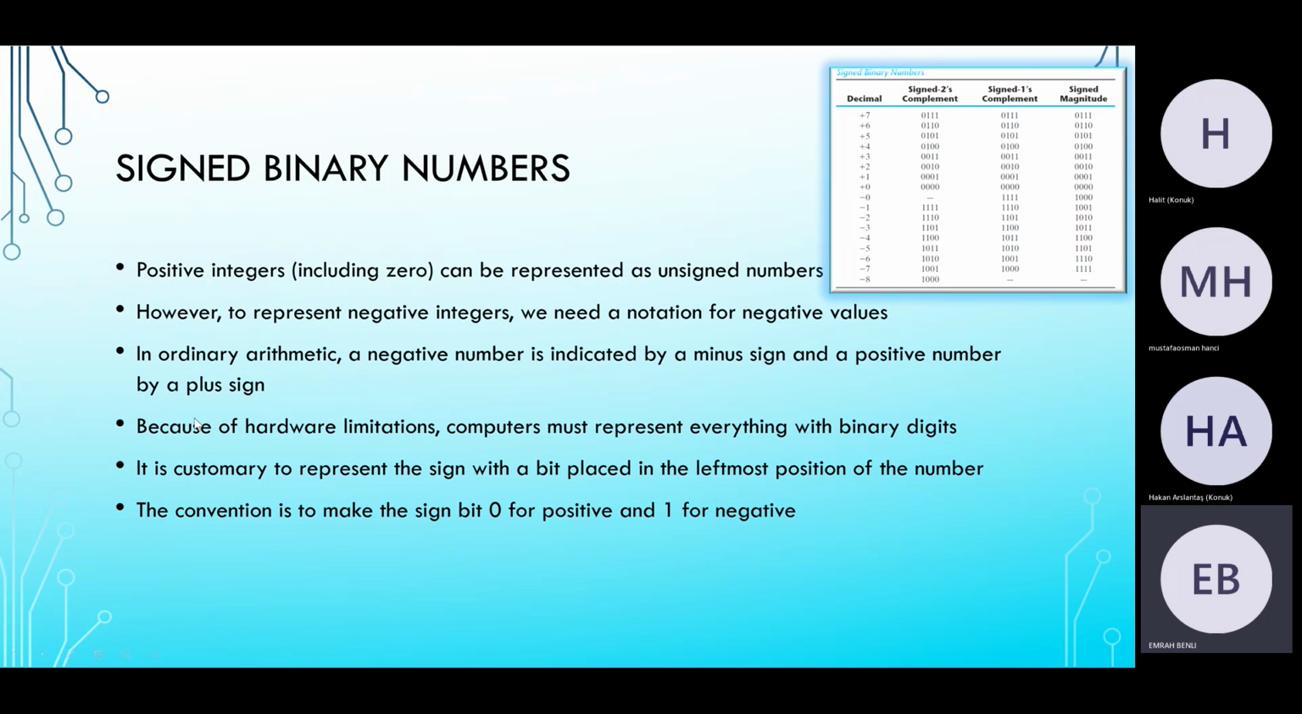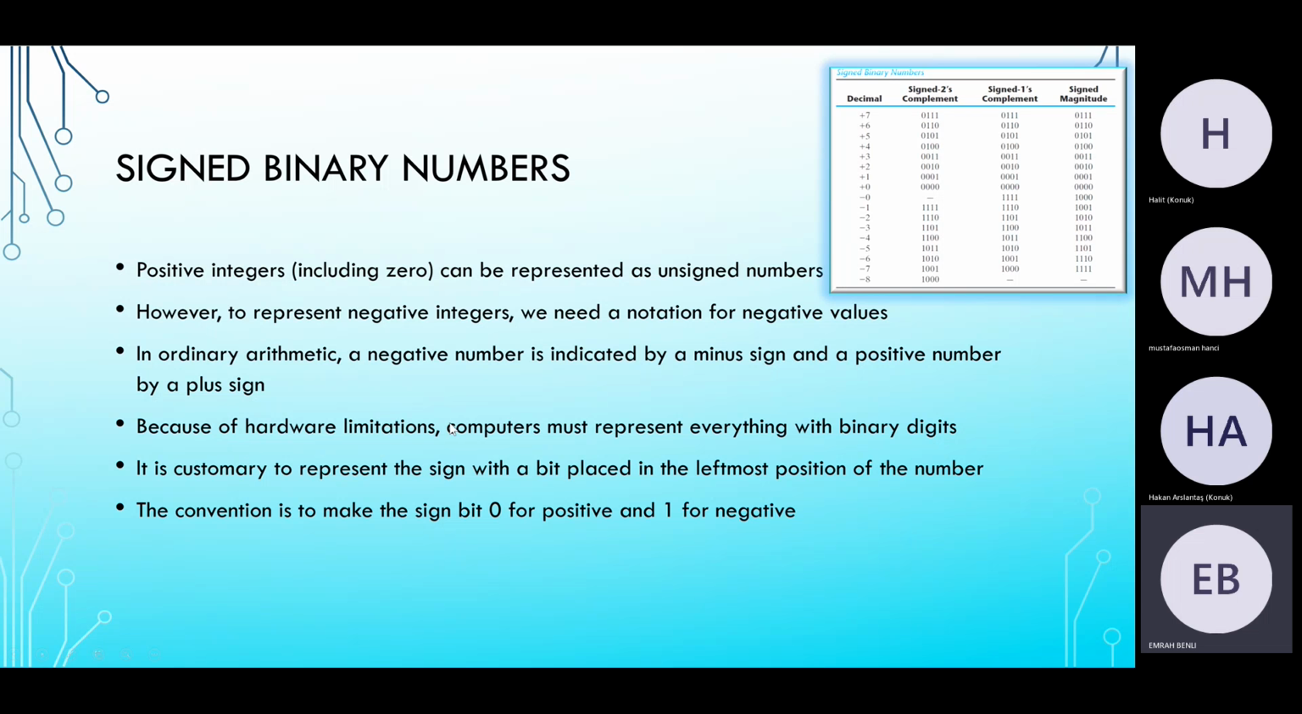For signed binary numbers, we know that positive integers, including 0, can be represented as unsigned numbers. That's how we are using them. But if we want, we can use negative integers. For negative integers, we need a notation, and we put a minus at the left side of the number. We can use a minus or plus sign if we want to show positive numbers, but for a negative number, we have to put a minus.